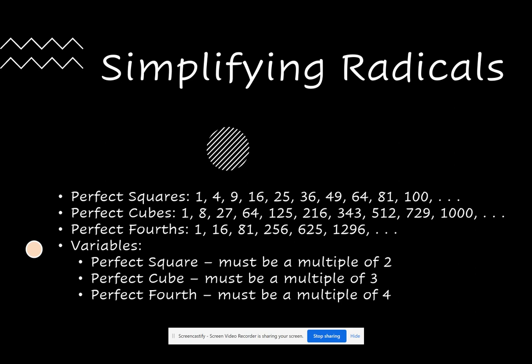But it's just like 2 times 2 times 2. The cube root of 8 is 2. So just remembering that. And when you're finding the square root or cube root of a variable, for perfect squares the exponent has to be a multiple of 2. For perfect cubes, the exponent has to be a multiple of 3. And for a perfect fourth, it has to be a multiple of 4.